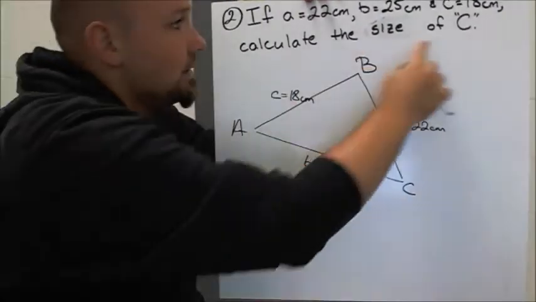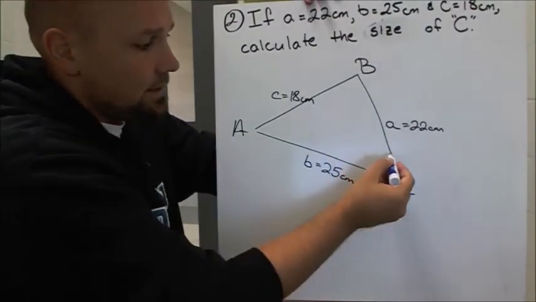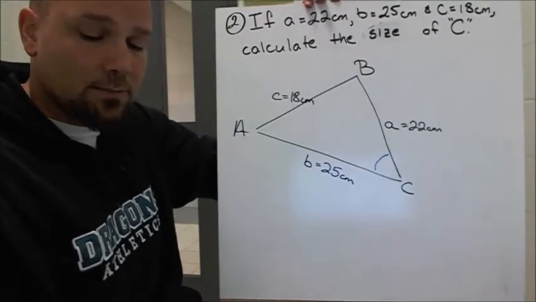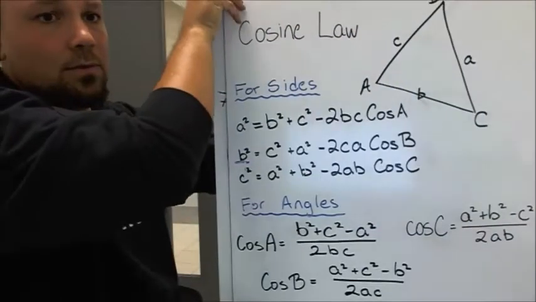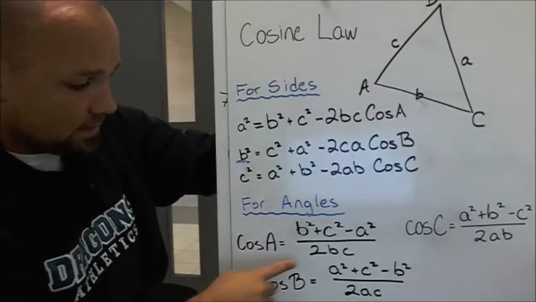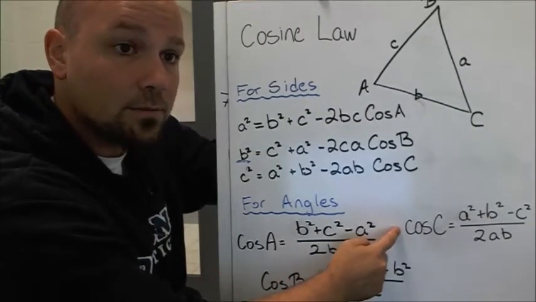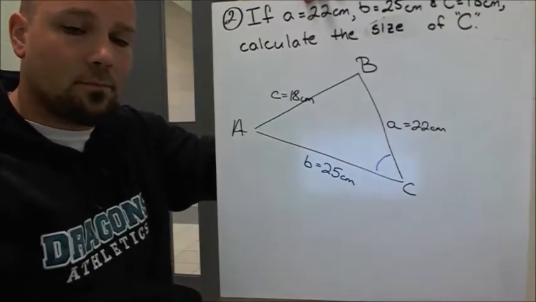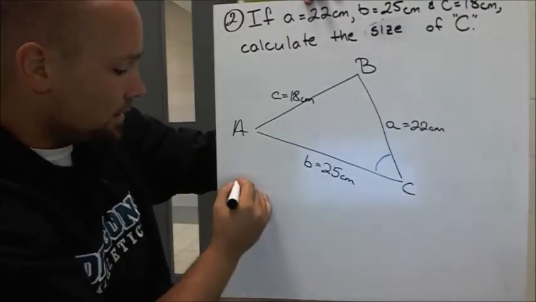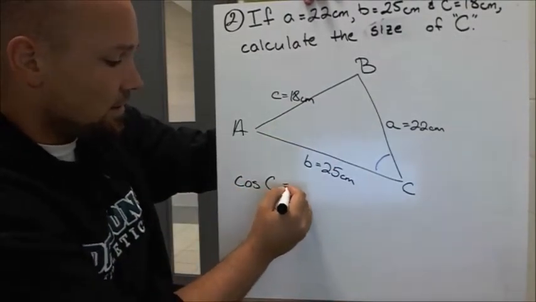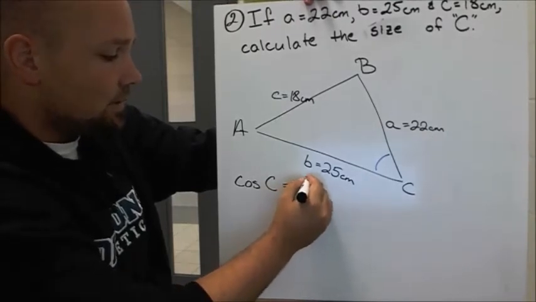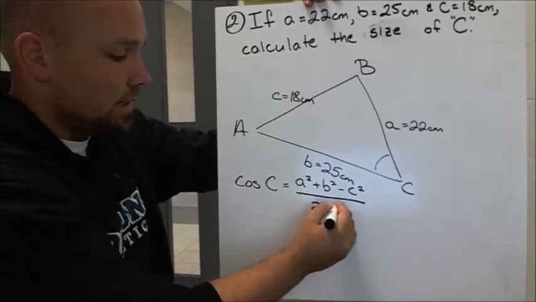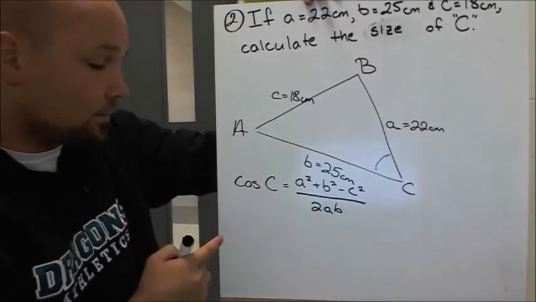Now we got to think, I'm trying to calculate the size of angle C. So I'm trying to find that angle right there. We have to go back to our list of formulas and decide which one we need to use. Well, angle C is right there, so I want to use the formula with angle C. I'm going to rewrite that formula: cos C is equal to a squared plus b squared minus c squared over 2ab. That's the formula I'm going to use.